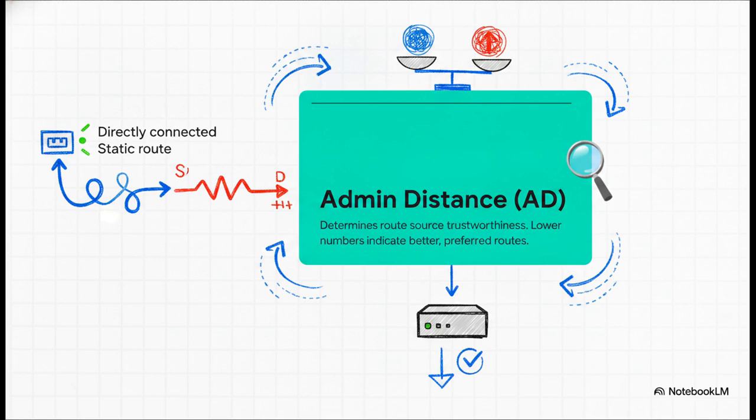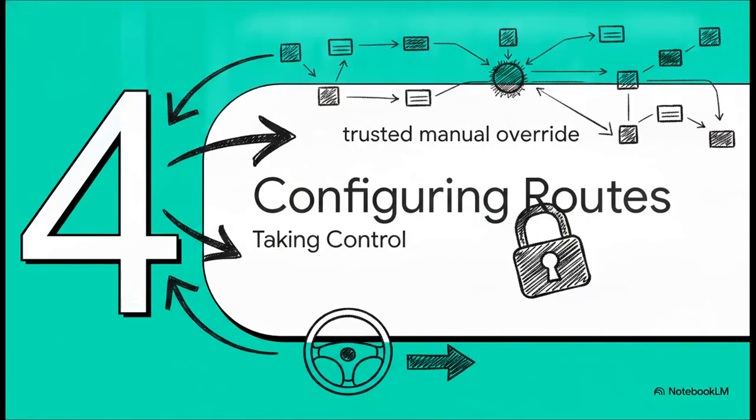A directly connected route has an AD of 0, meaning it is 100% trusted. A manually configured static route has an AD of 1. So, if a static route and a dynamic routing protocol both offer a path to the same destination, the router is going to trust the static route every time, simply because one is lower than the AD of any dynamic protocol. Section 4, Configuring Routes, Taking Control.